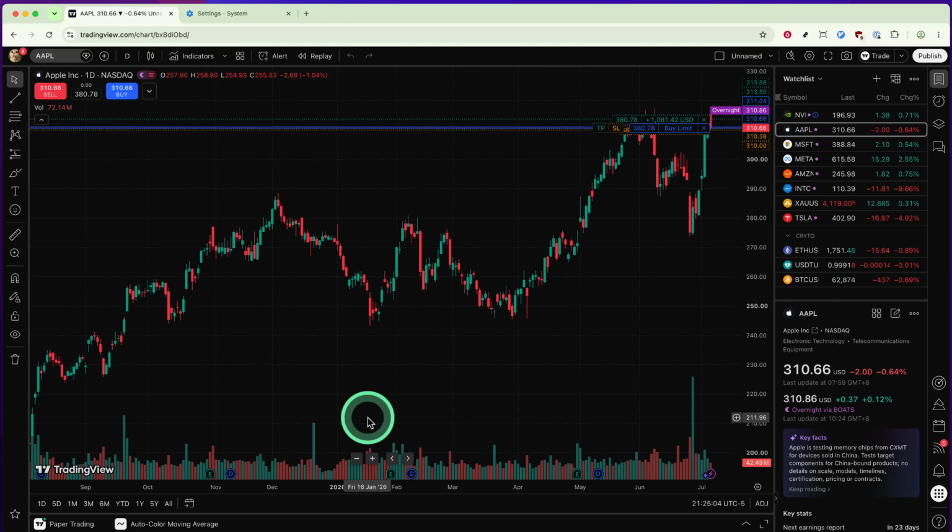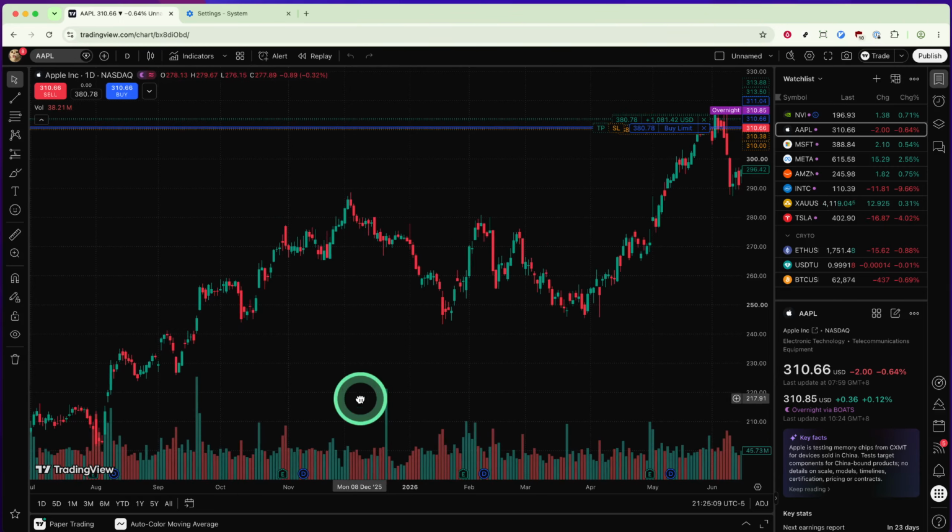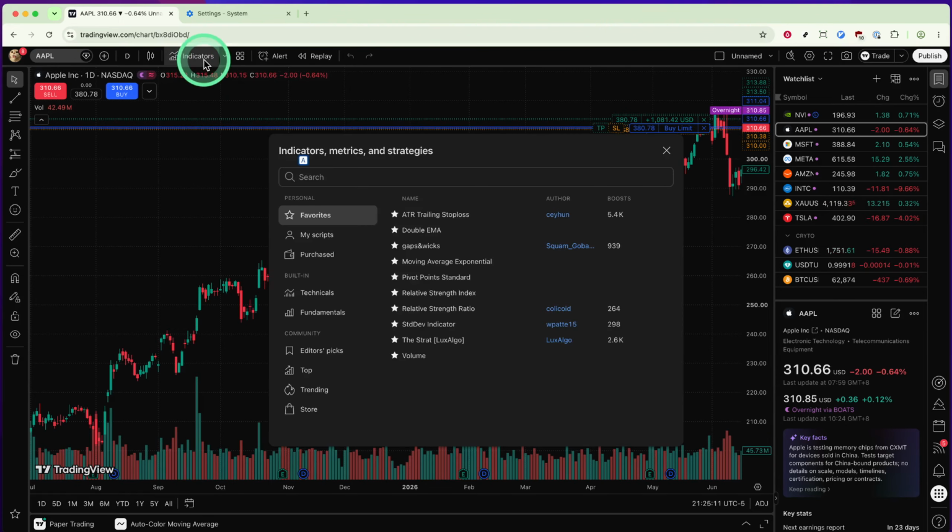To start, open TradingView and make sure your price chart is displayed. This is the foundation for everything we'll be doing today. Once your chart is up, locate the Indicators button at the top of the screen. Go ahead and click it. This will open a menu where you can access a wide variety of tools and indicators.